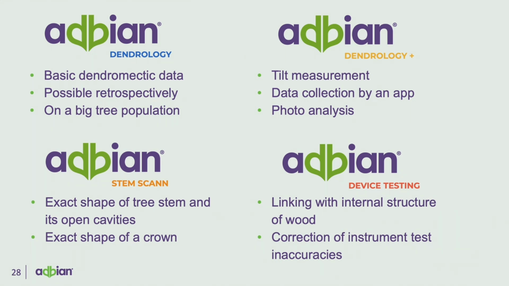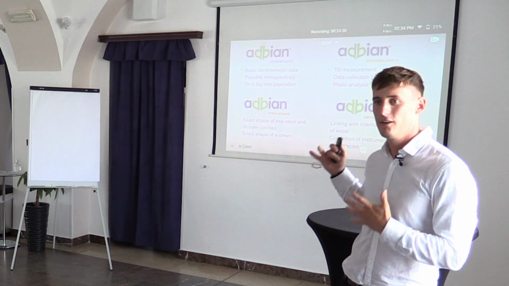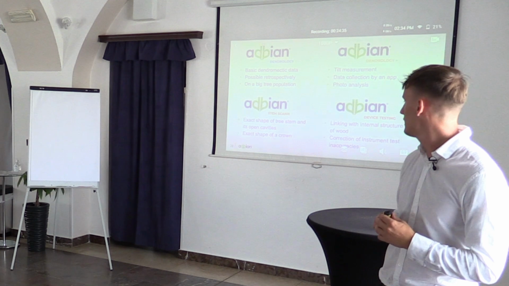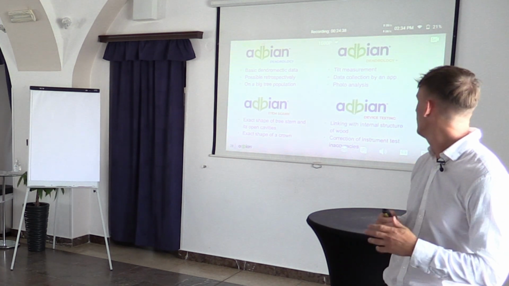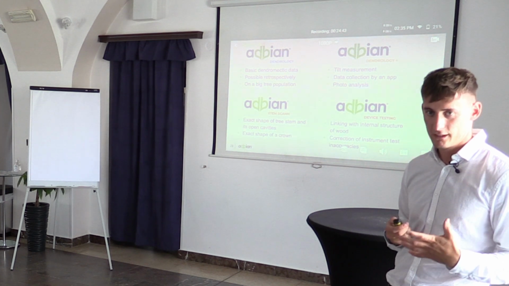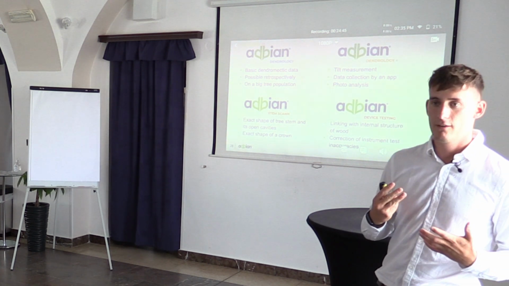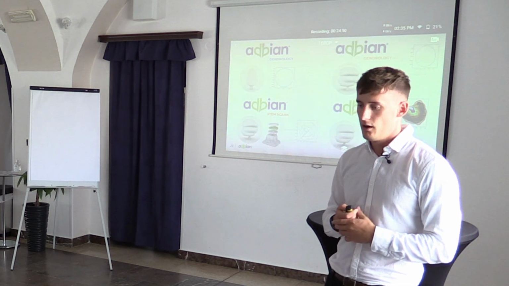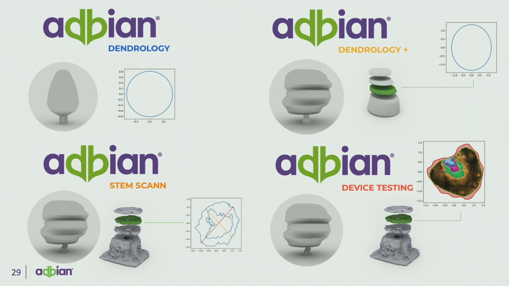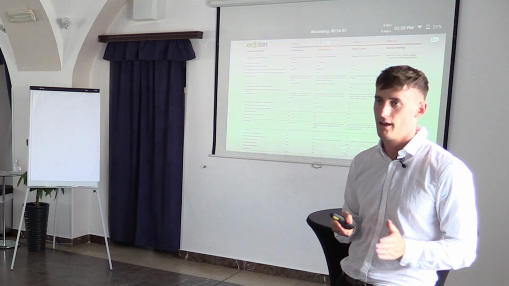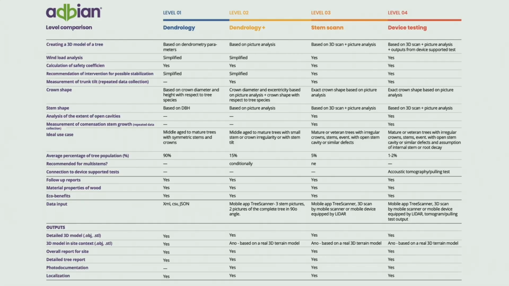Okay, so these are the 4 levels. Basic level Adbian dendrology is for a big number of trees for initial data collection. The second level is for tilt measurement, and you use a mobile app to collect the data. The third level is with scan, and the fourth level is with tomography. This is the graphic for the levels. On our webpage you can find the detailed comparison for each level and when to use them and what to expect out of the report.